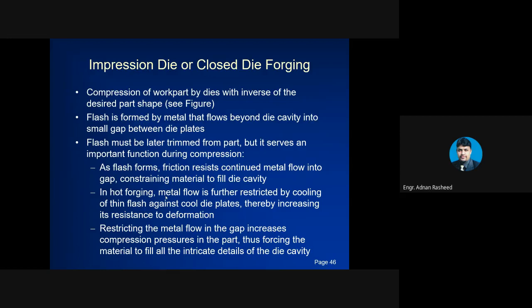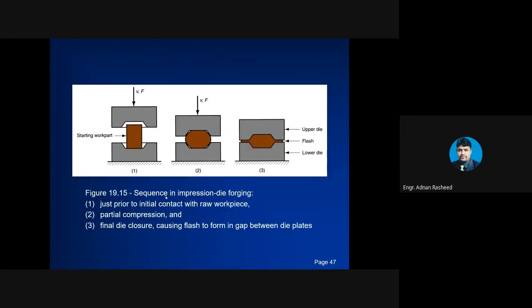Okay. You can see this is the starting work part. These are the dies, now in two is partial compression and third is final die closure. So these are the flash that are on that one.